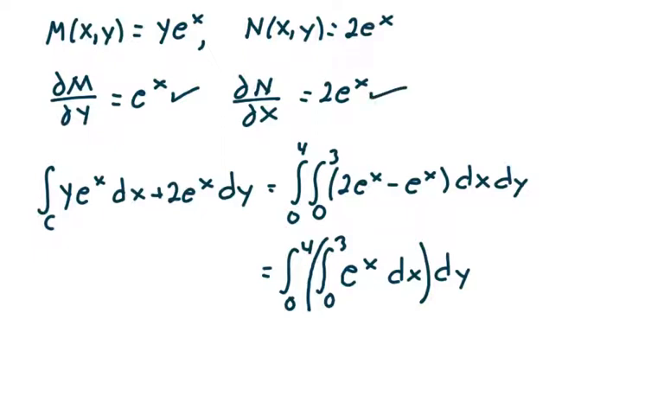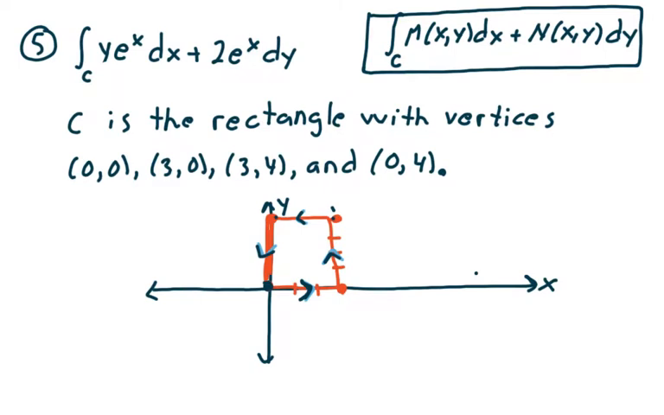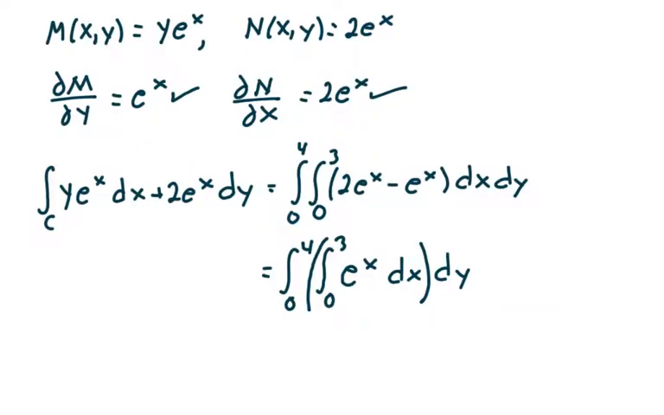So the integral over C of y e to the x dx plus 2e to the x dy is the double integral where the x limits go from 0 to 3. So notice how x goes from 0 out to 3, literally. And then y goes from 0 up to 4. And so that's what the y limits are. Now, you're going to integrate the partial of N with respect to x minus the partial of M with respect to y. That's my integrand.